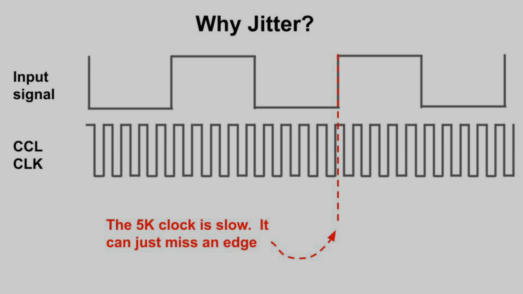The combination of the slow CCL and the ever-changing clock phase relationship explains the jitter of the output edges on the scope. They can be off by up to almost 1 complete CCL clock cycle. This suggests that we could reduce the edge jitter we see by increasing the CCL clock frequency.